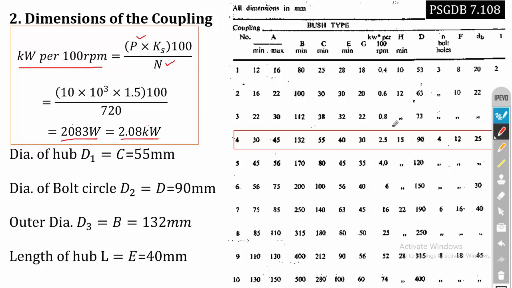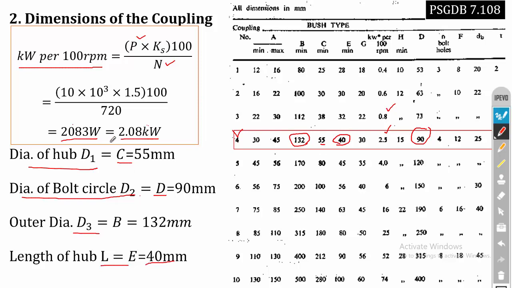Now coming to the table, for 2.08 kilowatt we have to select the coupling number 4, because for coupling 3 the load is 0.8 and for coupling 4 it is 2.5 kilowatt. So you just select coupling number 4, and for coupling number 4 the diameter of hub D1 is equal to C, that is 55 mm, and the bolt circle diameter D2 is equal to D. The value of D, you can see here, is 90 mm. The outer diameter D3 is equal to B, and the B is 132. Then the length of the hub L is E, 40 mm.